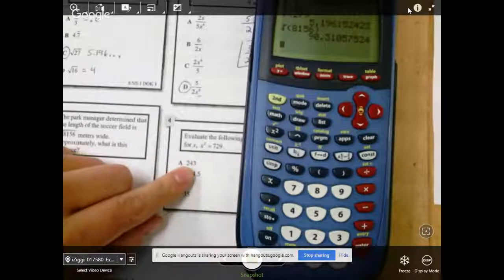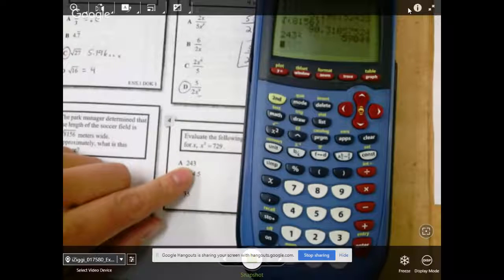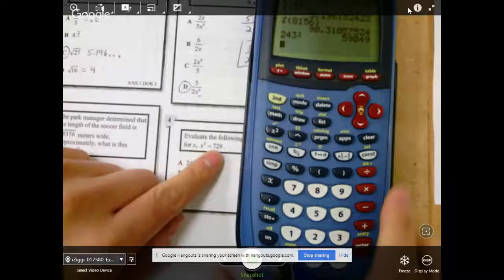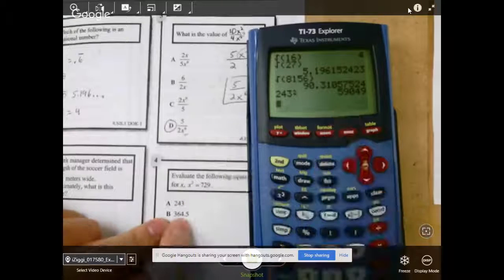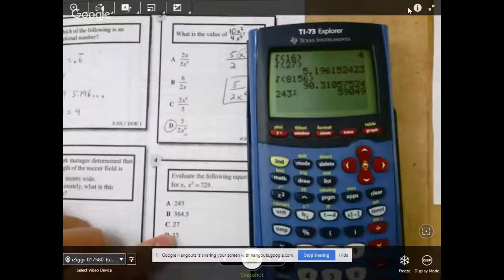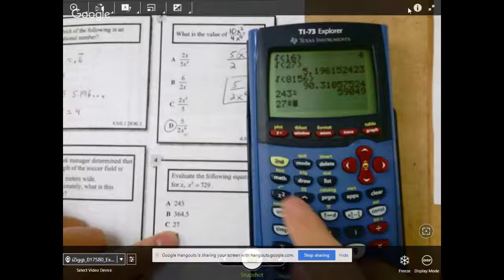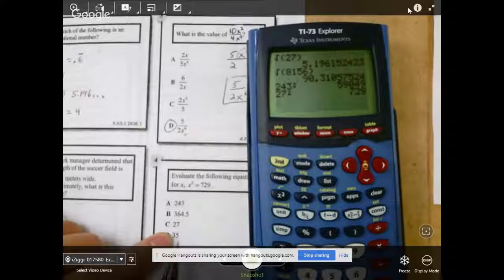So 243 squared doesn't give you 729. It gives us a number a lot bigger. 364 squared is going to give us an even bigger number than that. So let's do 27. 27 squared. There's the x squared. 27 times 27 gives you 729. So C is the one that you want.